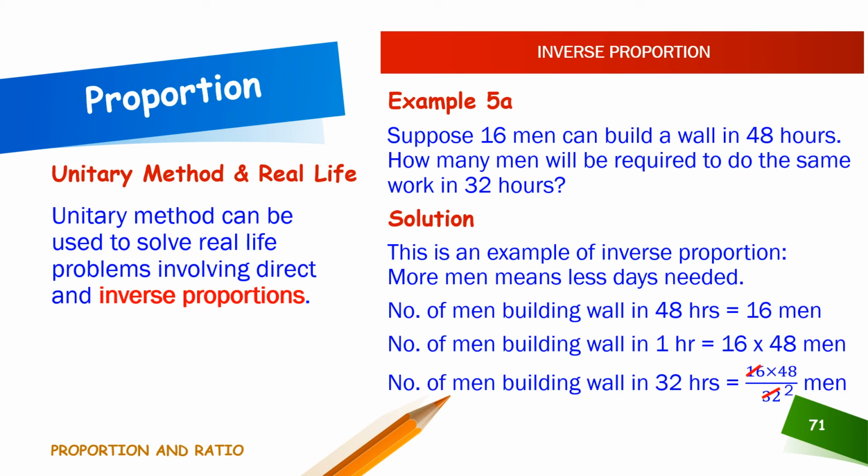The 16 and the 32 cancel as shown to give a half, and therefore the number of men required to build the wall in 32 hours is 48 over 2 men, which is 24 men.